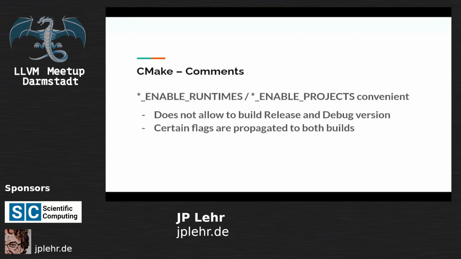But yeah, there's probably 100,000 more CMake variables that you can use to tweak things. And there's not a lot of good documentation out there. That's unfortunate, but that's the way it is.